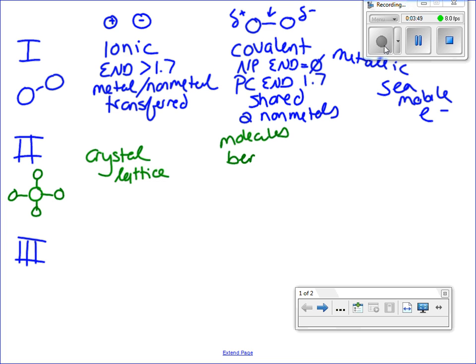Bent and pyramidal are always polar. Polar molecule means asymmetrical. Asymmetrical, polar.